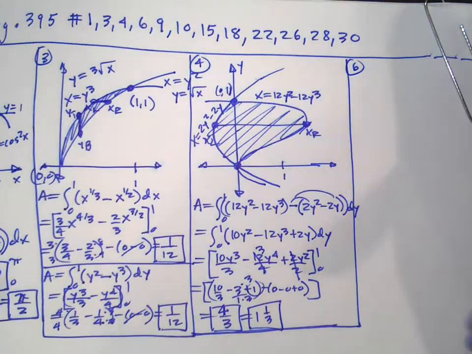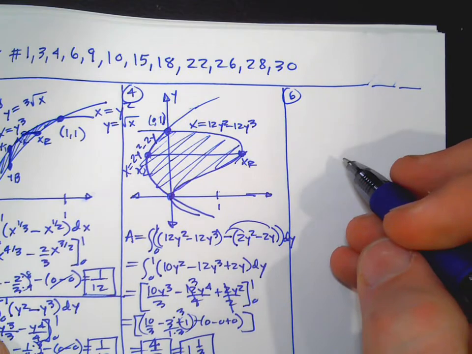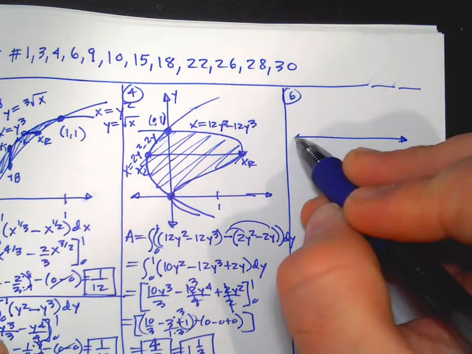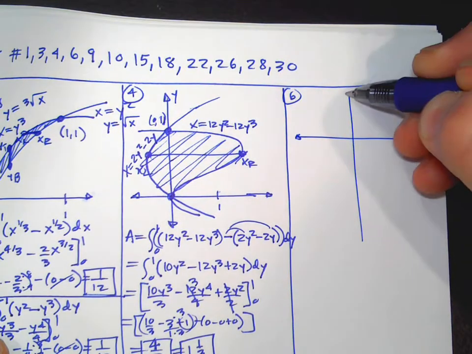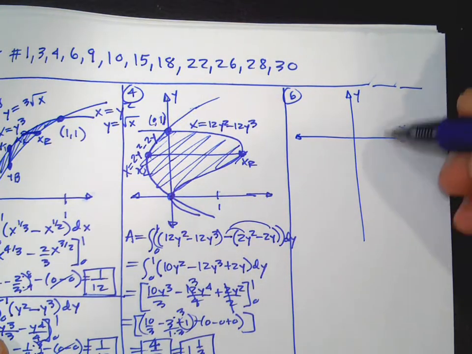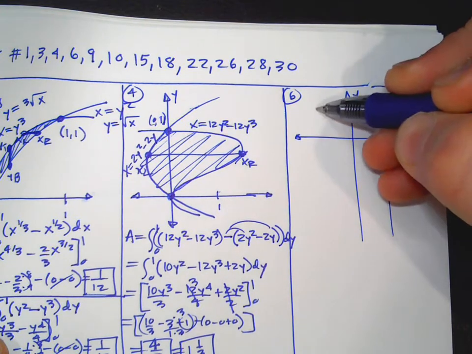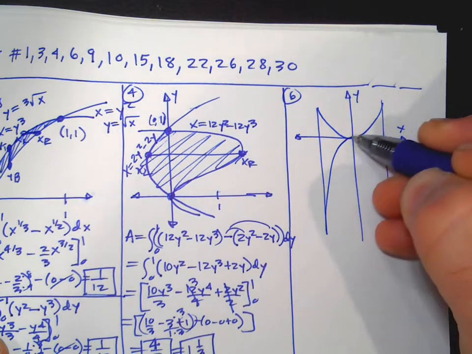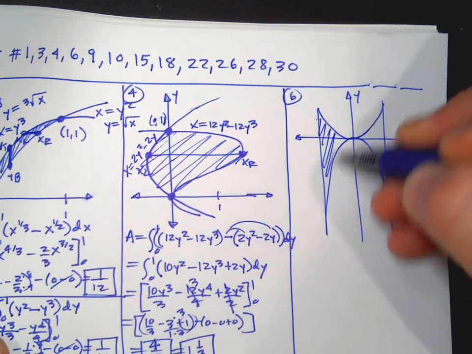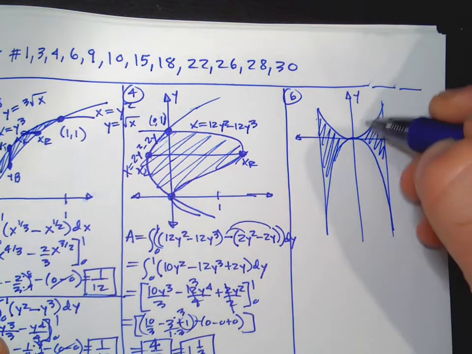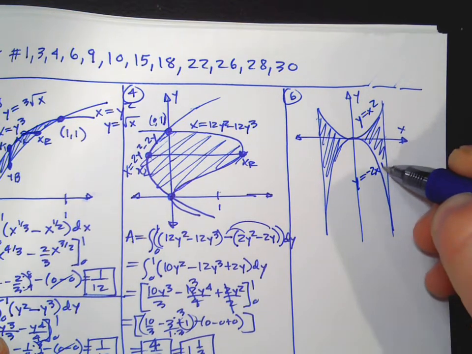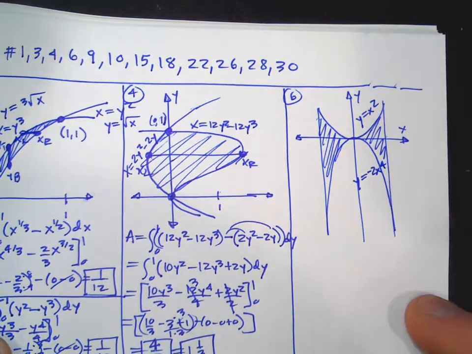Okay, 6. 6 is an interesting graph. Looks like that. Looks like that. So what are the functions? This is y equals x squared. That's a parabola. This is y equals negative 2x to the fourth. So it's a quartic that pretty much looks like an upside down parabola.